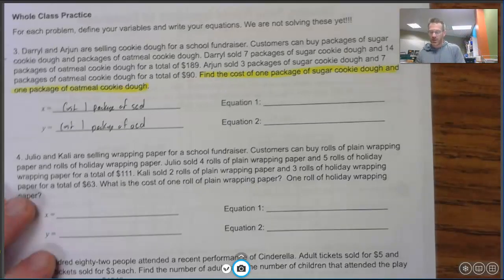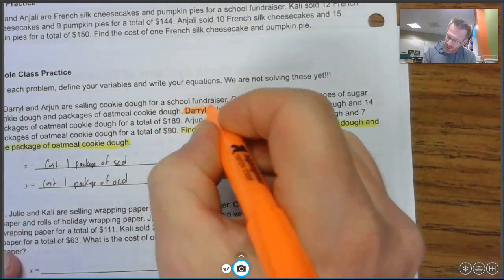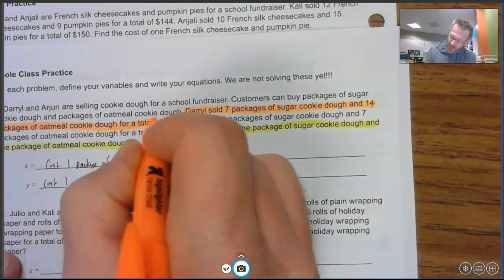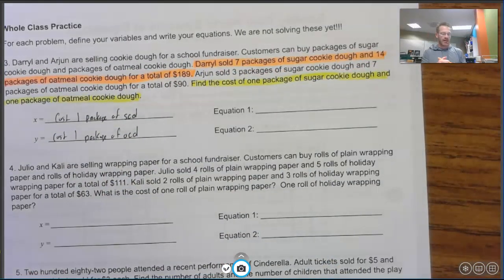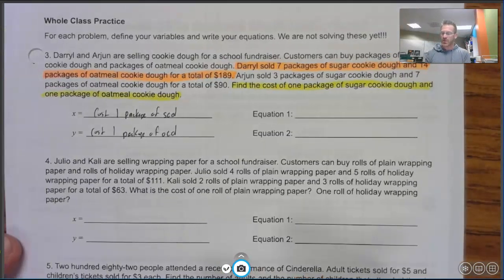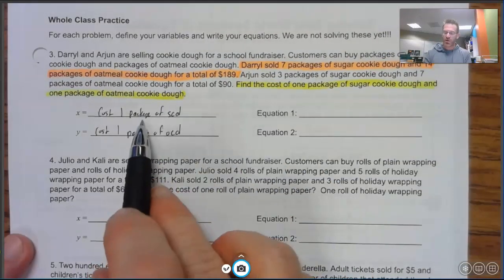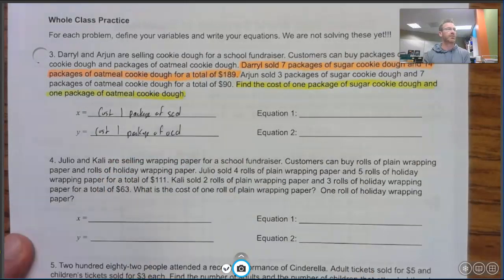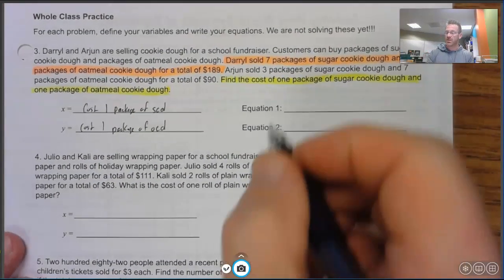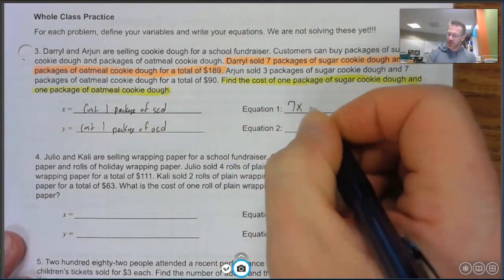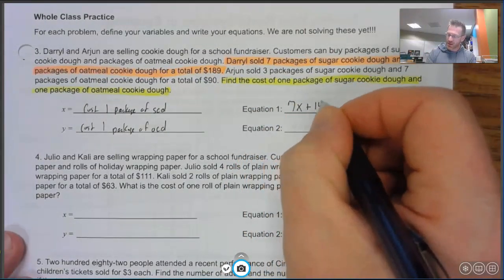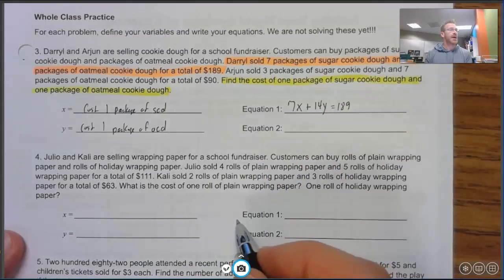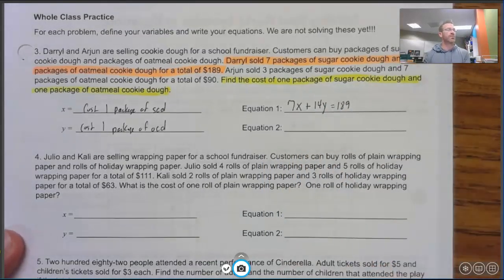If we look at this sentence right here, Daryl sold 7 packages of sugar cookie dough and 14 packages of oatmeal cookie dough for a total of $189. So here's how we should think about this. 7 times the cost plus 14 times the cost of the oatmeal cookie dough would be 189. So that is my equation. So 7x plus 14y equals $189.